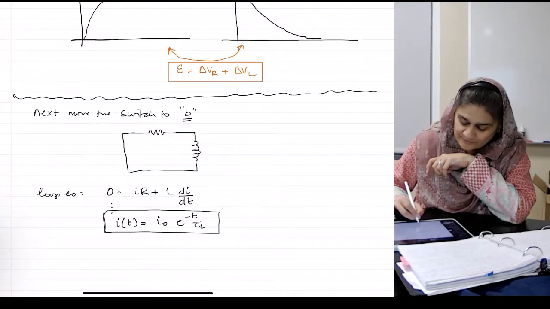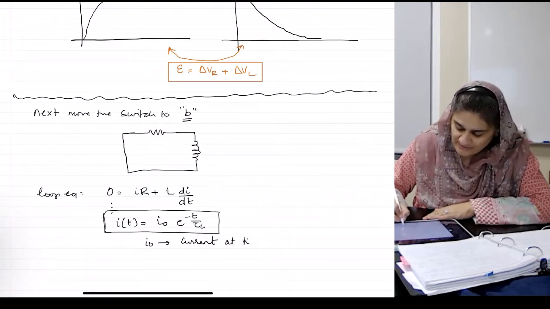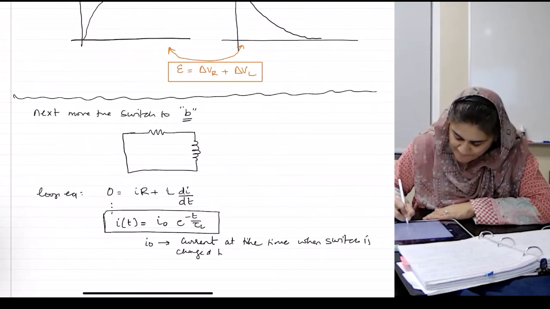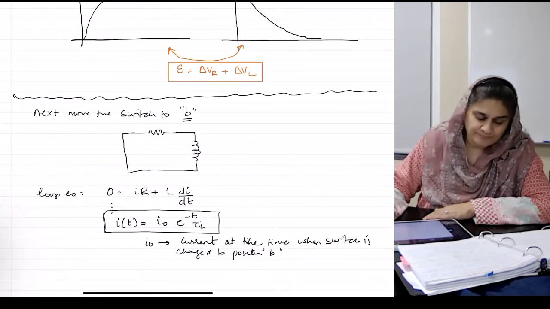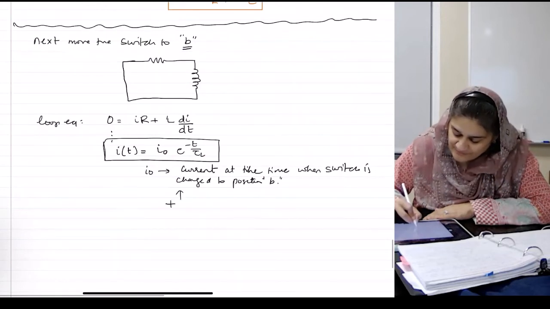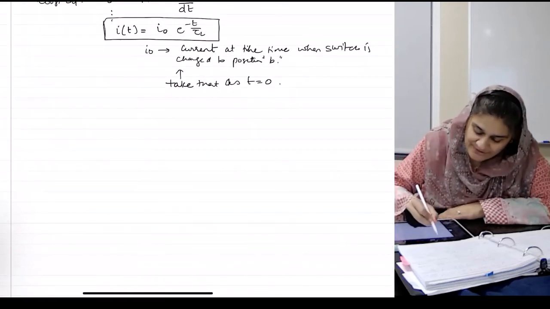where I0 is the current at the time when switch is changed to position B. Now take that as time t equals 0. So your graphs will look like this.